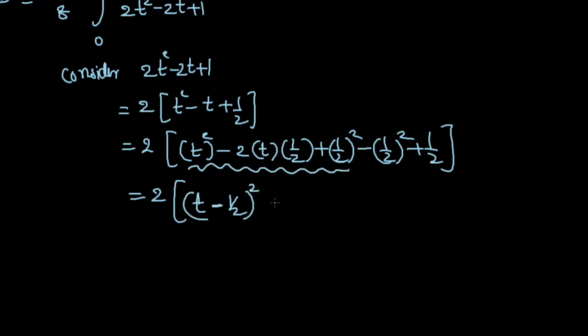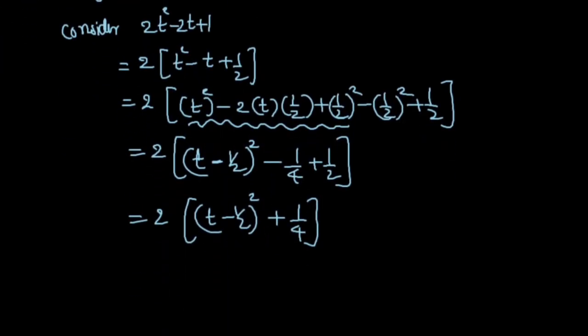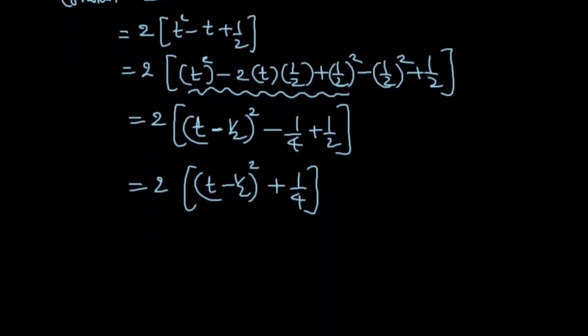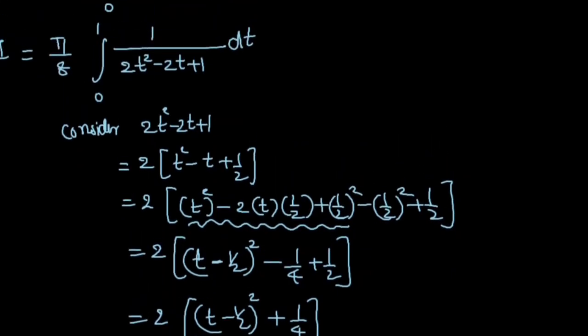A minus B whole square. This is 1 by 4 plus 1 by 2. So 2 times (t minus 1 by 2) whole square, minus 1 by 4 plus 1 by 2, which is plus 1 by 4. Plus 1 by 4. So in the place of the quadratic you can substitute this entire thing now. Or else multiply, no need of multiplying. Okay, so I'm substituting in the place of the quadratic.